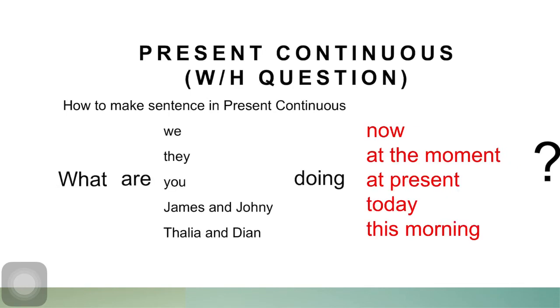Next, WH questions for the subject we, they, you, James and Johnny, Talia and Dian. What are we doing now? What are they doing at the moment? What are you doing at present? What are James and Johnny doing today? And what are Talia and Dian doing this morning?